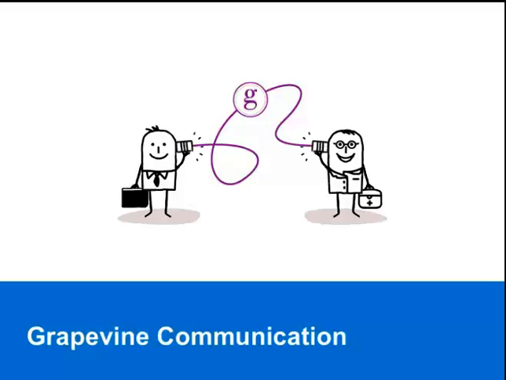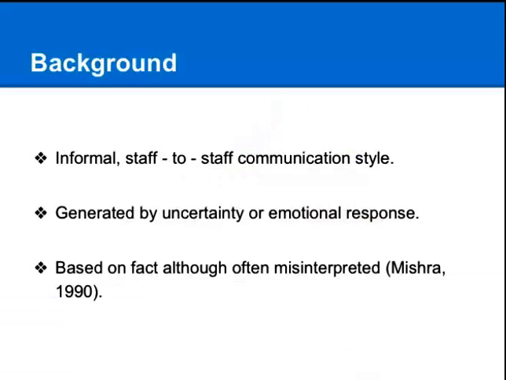managers in daily operations. The Grapevine communication style is born from uncertainty about an organisational matter, general secrecy, or fear of the unknown. It provides the medium for staff to communicate and exchange views freely and openly. Communications are generally factual, with 80% of information residing in truth. However, messages and meanings are often misinterpreted due to individual perceptions.